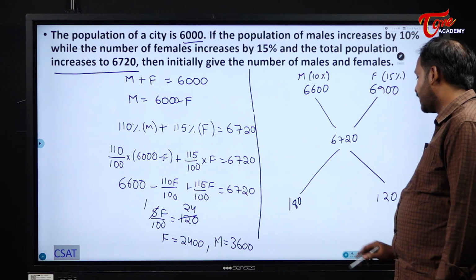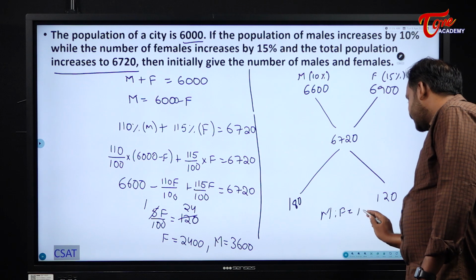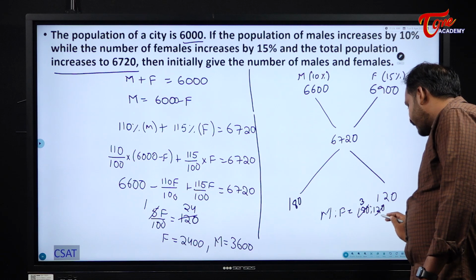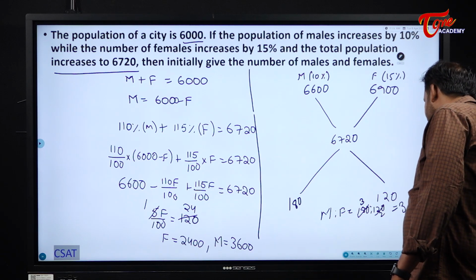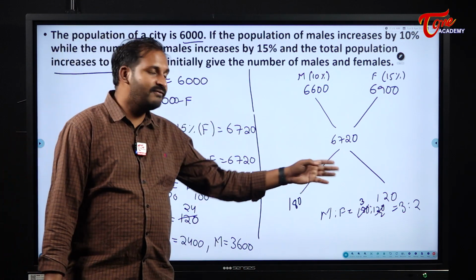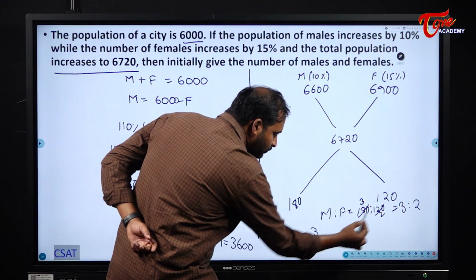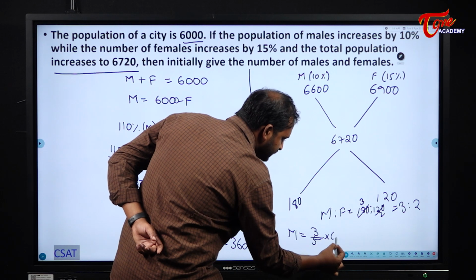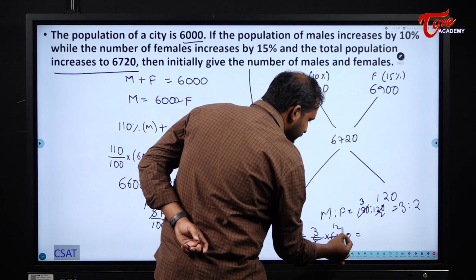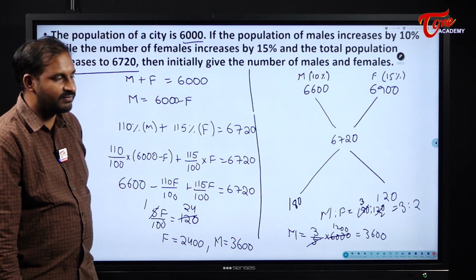And what is the difference between these two? 120. That means male is to female will become what for me here? 180 is to 120. This will become what? 3 is to 2. That means male and female population will be in the ratio 3 is to 2. So total population of that village is how much? 6,000. Male and female are in the ratio of 3 is to 2. So now male population will become what for us here? 3 by total of 5 parts, 5 parts into 6,000. This will become 3,600. And female population will become 2 by 5 into 6,000, that will become 2,400.